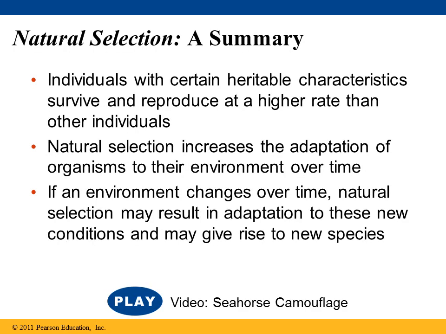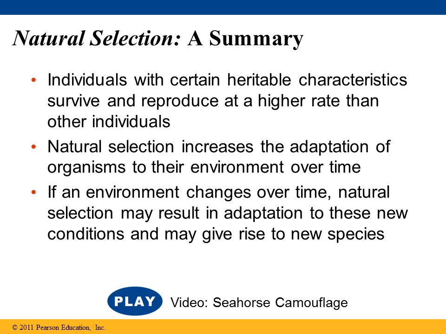So natural selection is differential success in reproduction, which means some are more successful at reproduction and some are less. So individuals with certain heritable characteristics are going to reproduce at a higher rate than other individuals. The results are due to interaction between individuals and themselves and individuals and their environment.